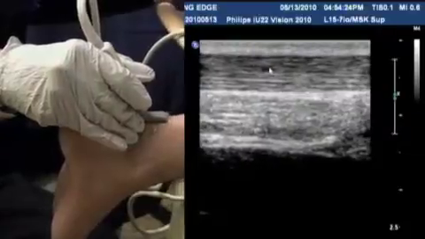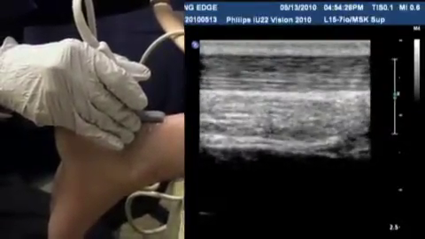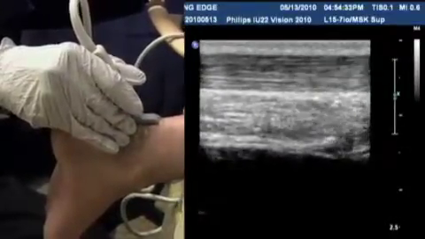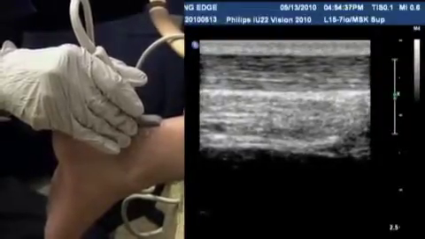The reason that's important is because in case you have a pathology, the first thing that usually happens with the tendon is it starts to get hypoechoic, which is basically a darker image. And that helps you diagnose very subtle pathologies or tendinitis.